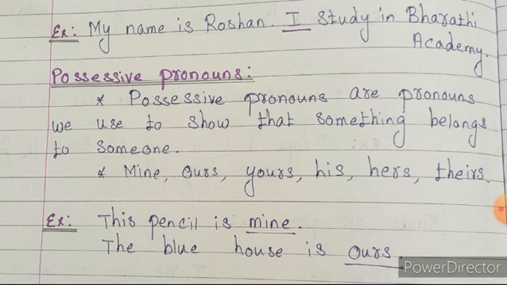This pencil is mine. It belongs to somebody else, so it belongs to me. The blue house is ours. So it belongs to someone. This is known as possessive pronoun. This pencil is mine. So possessive pronouns mean something belongs to someone.